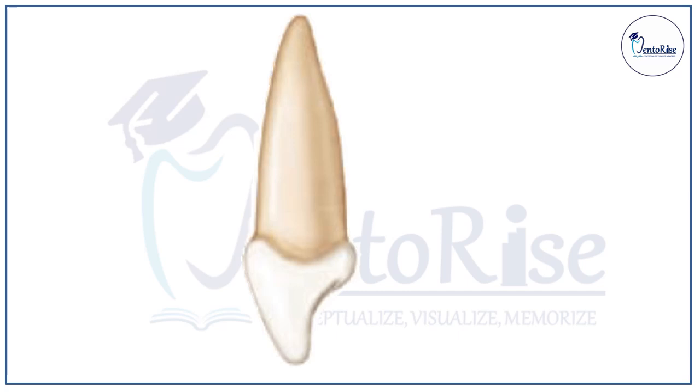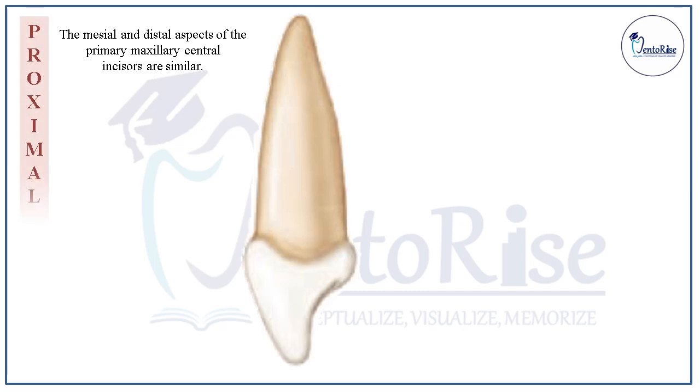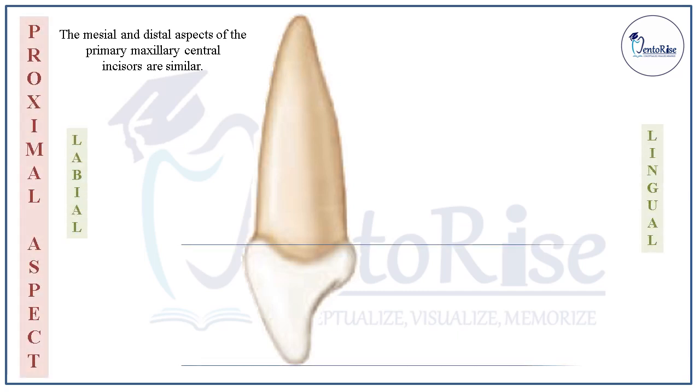The next aspects under this tooth are the mesial and the distal aspects. Since they are very similar with just one or two differences, we will be discussing both these aspects under one heading, that is the proximal aspect. Coming to the dimensions, first of all, the labiolingual diameter of the crown is 5 mm. The labiolingual diameter of the crown at the cervix is 4 mm.